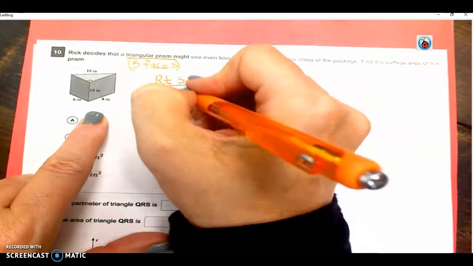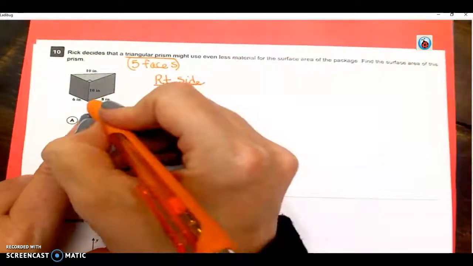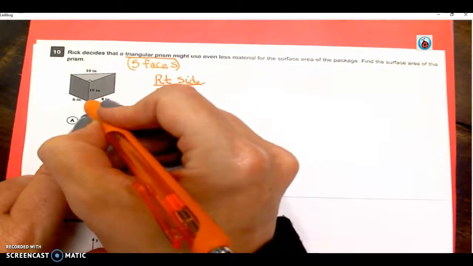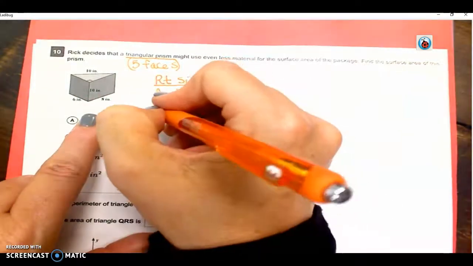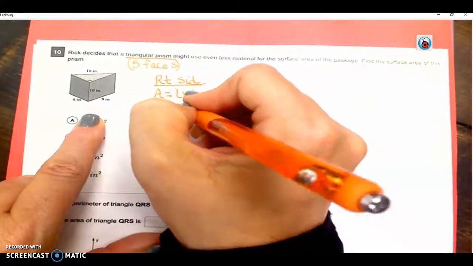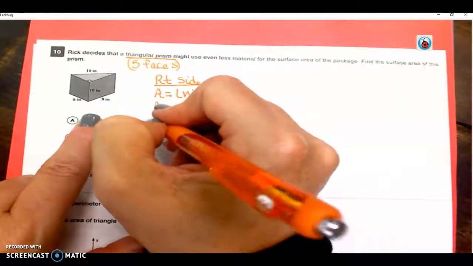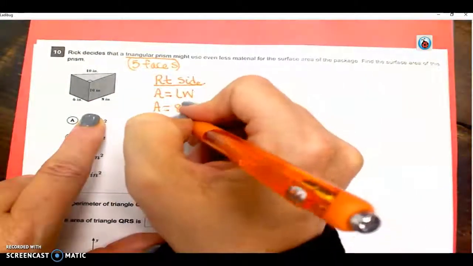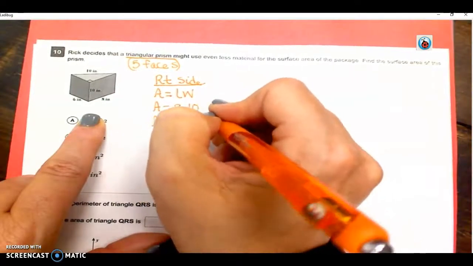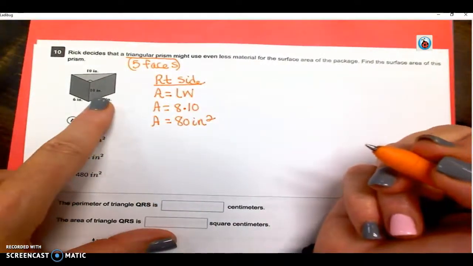So starting with the right side, we can see that that's a rectangle, so we know the area formula for a rectangle is length times width. We can see that those dimensions are going to be 8 and 10. Okay, so we have 8 times 10, which would give us 80 inches squared for the right side.